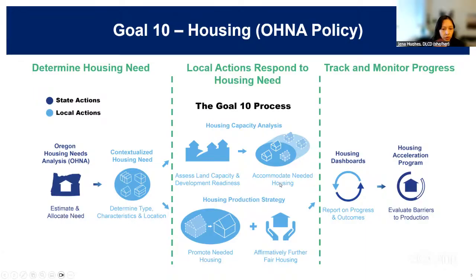And in order to get to that point, though, I want to go back to that first column, determine housing need, which is where a jurisdiction would receive their allocated housing need from the state, segmented by income level, which is, as Maddie mentioned, contextualized to determine the needed housing types, characteristics, and locations. Compliance pathways for the contextualized housing need are being developed as part of the Housing Actions Work Group, or HOG scope.